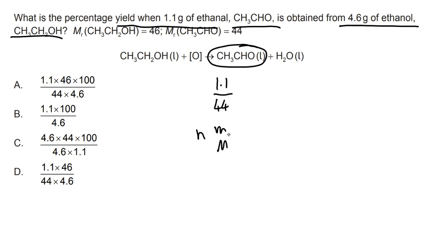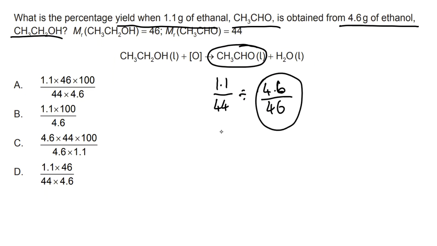That's why. Next up, since this is the product, we need to divide this by the theoretical yield we had. So when we had 4.6 moles of ethanol, we were meant to make 4.6 divided by 46. So this is the number of moles of ethanol we reacted. So in terms of theoretical yield, we expect it to be based on how much reactant we use.